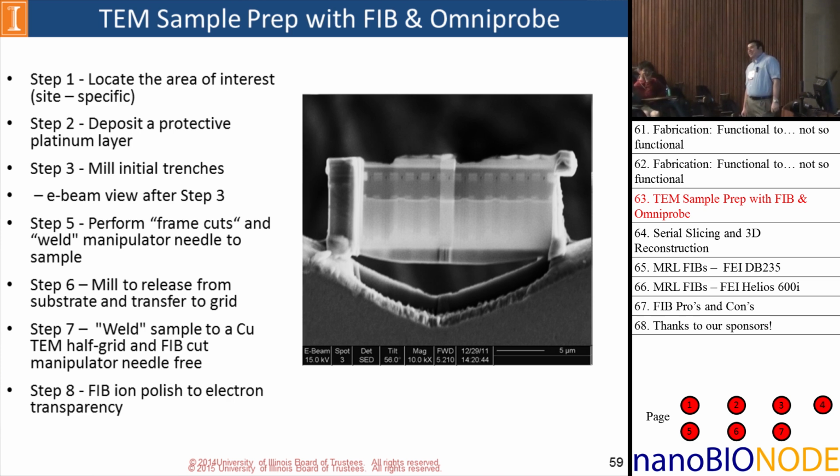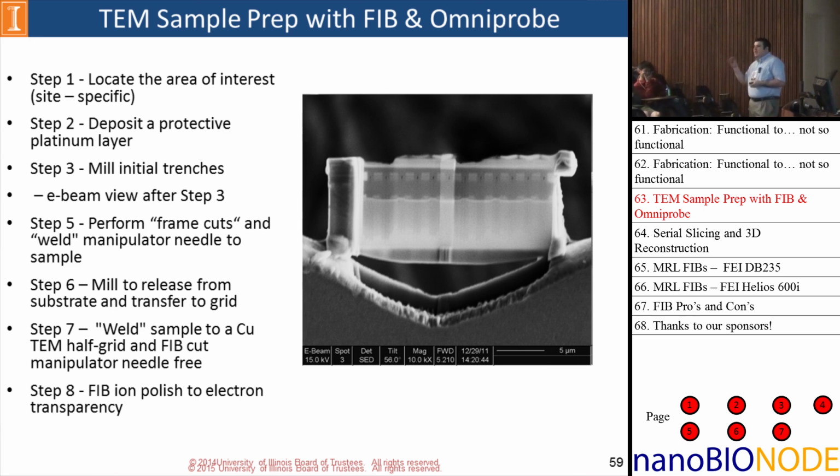Then we're going to bring in a needle. We're going to weld it using the platinum to that wedge. We're going to make some relief cuts in here. We're going to slice this out. Very good. And then we lift out this small part, weld it to a grid, and then we thin it down so we can see all the internal structure. And you'll see why this is really important during the TEM talk.